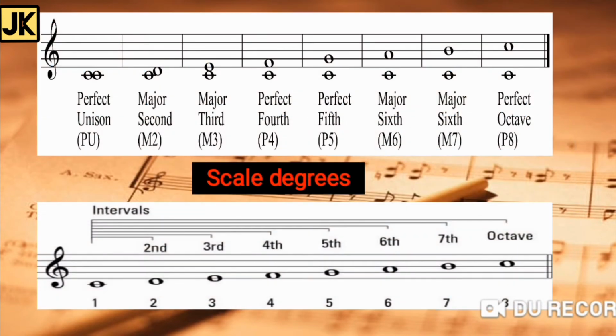Here, C and D is a major 2nd, C and E is a major 3rd, forget about the 4th and 5th now. C and A is a major 6th, C and B is a major 7th, and you know C and C is an octave.